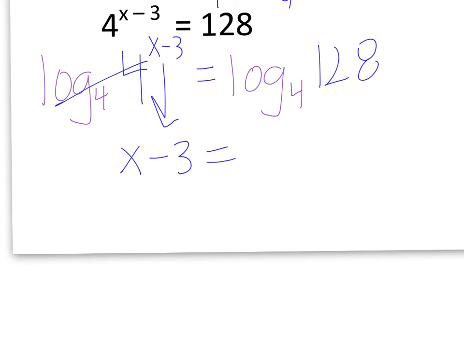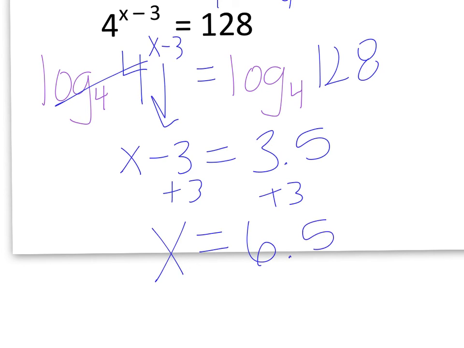Subtract 3. And if you go to the math button, go to your log base, or you're going to have to do log of 128 divided by log of 4, depending if you have the older calculator. You type that right into your calculator, you get 3.5. Add the 3. X is equal to 6.5.